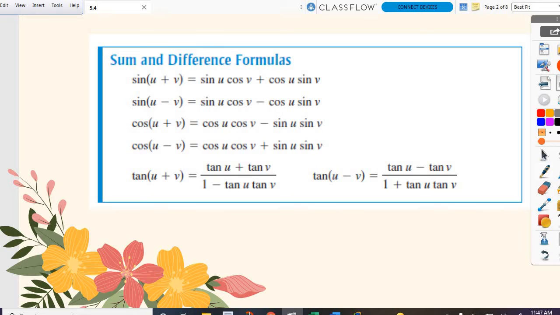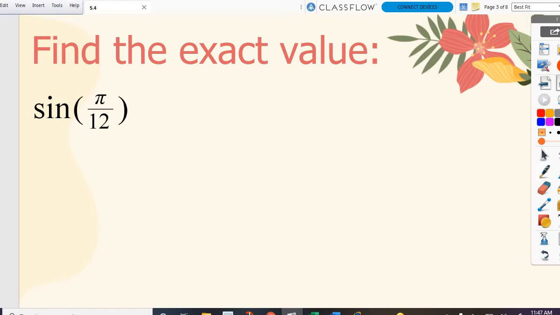Alright, let's look at it in your table. So this one says to find the exact value of sine of pi over 12. Is pi over 12 on our unit circle? No. Okay, so does that mean we can plug it into our calculator? We can. Is that what they want us to do, though? How do I know that's not what they want us to do? Exactly. So this is exact value.